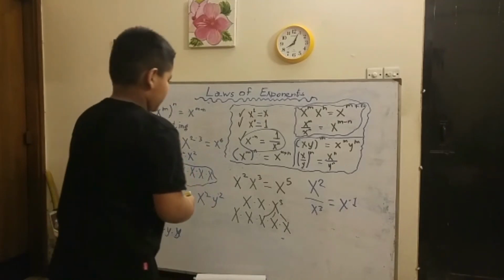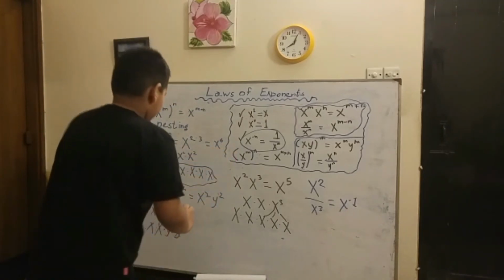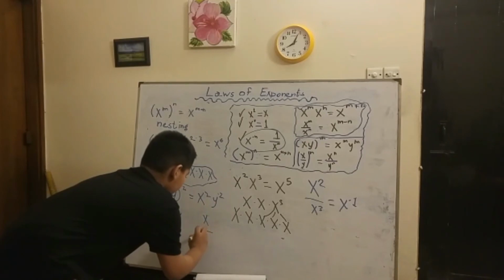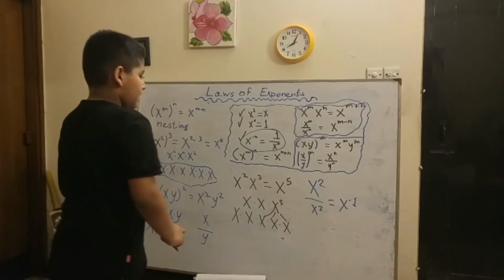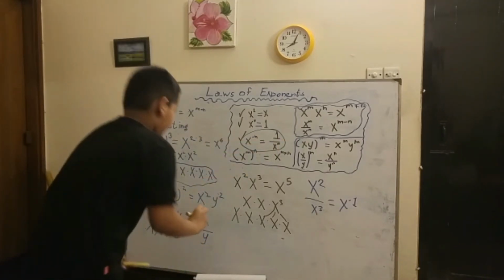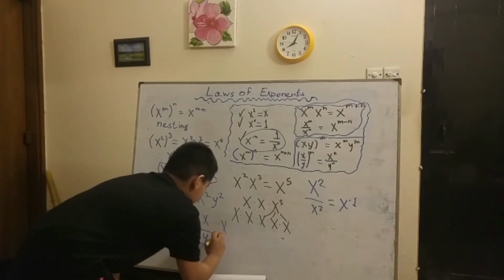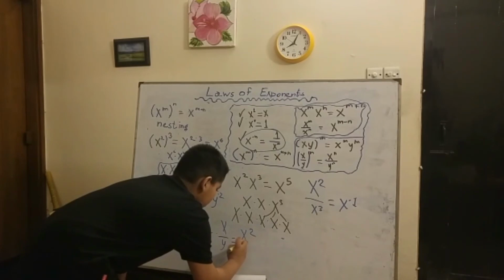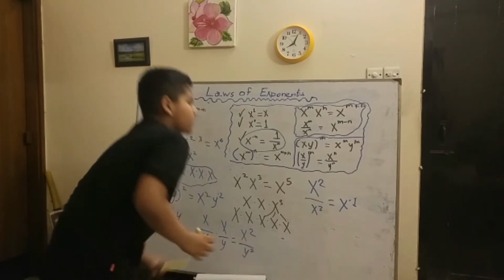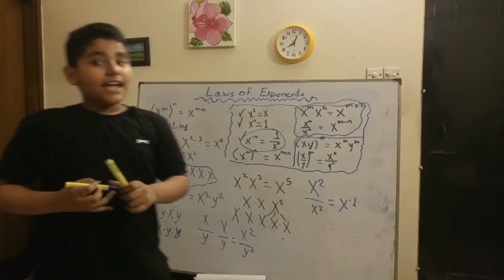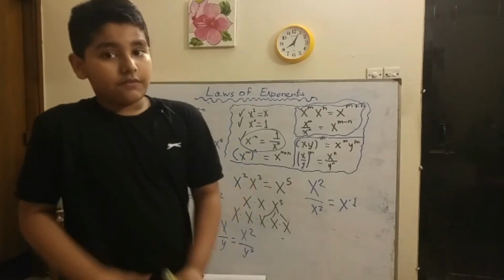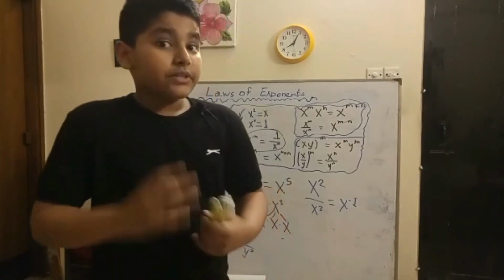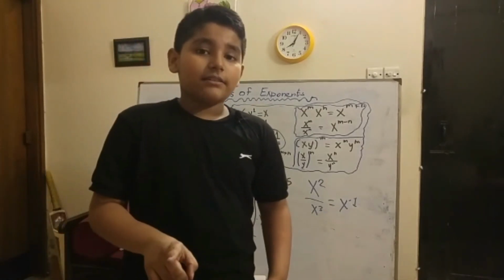In division, you can see this in action as well. This is just saying x over y, all squared, is the same thing as x squared over y squared. So now we have all these exponent laws covered. Now I think you can use them in your mathematical equations.